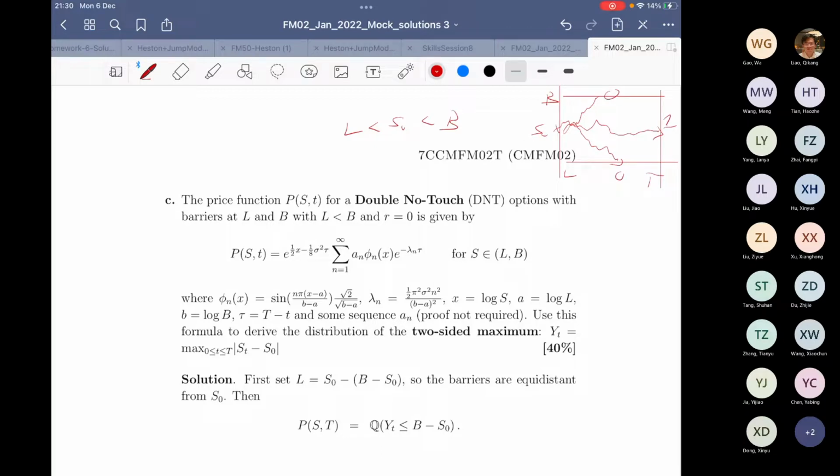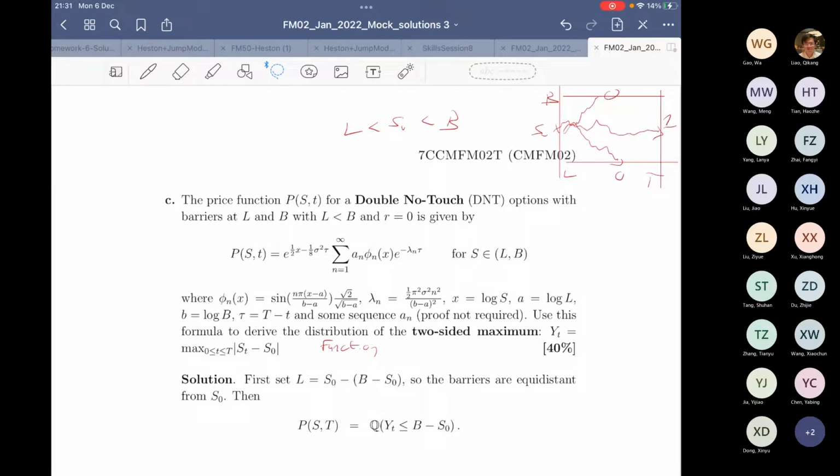So what's the different part today then? It says use this formula to derive the distribution function, to make that a bit more precise, of what we call the two-sided maximum, which is the maximum of the absolute value of the stock price minus its initial value at every time point until maturity. You take the maximum of all those values. This is one of those questions where, if you see it, it's very easy.